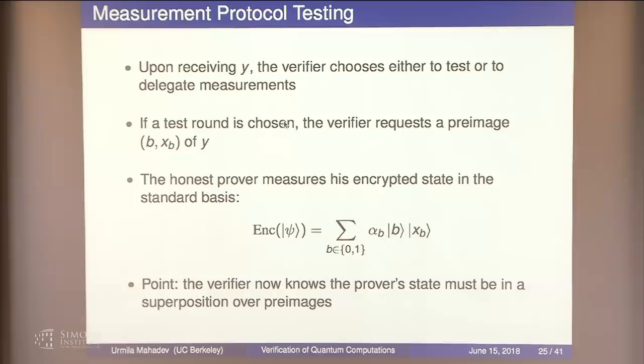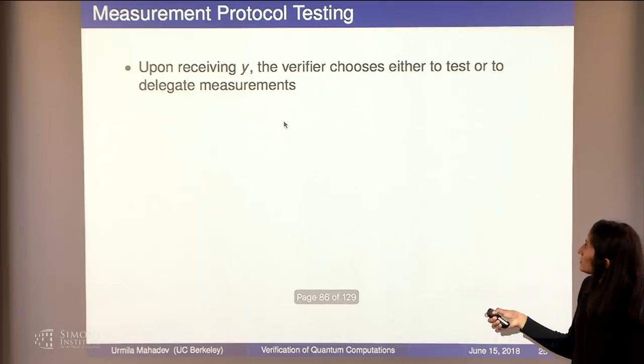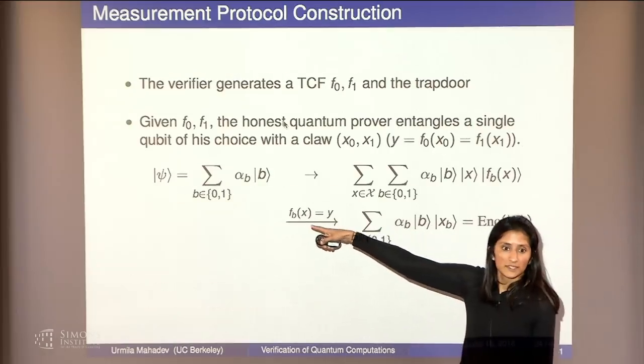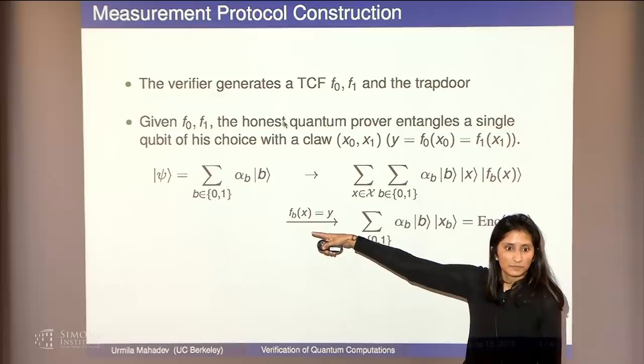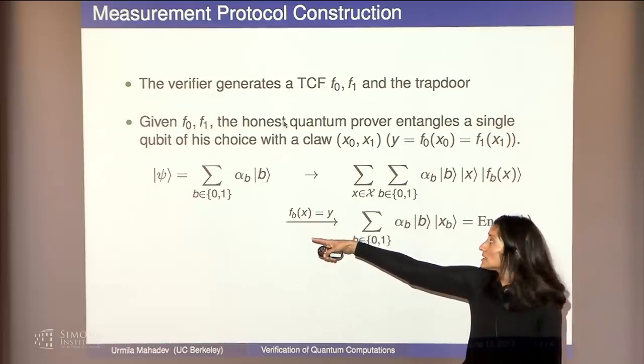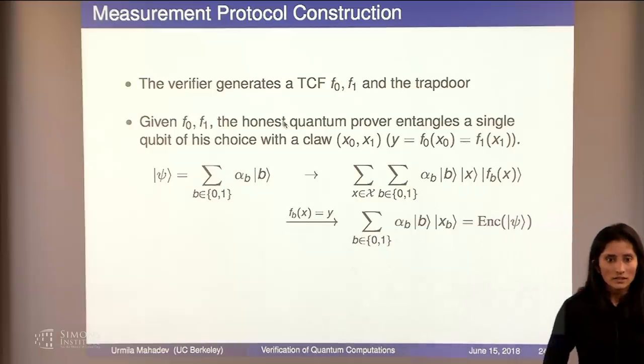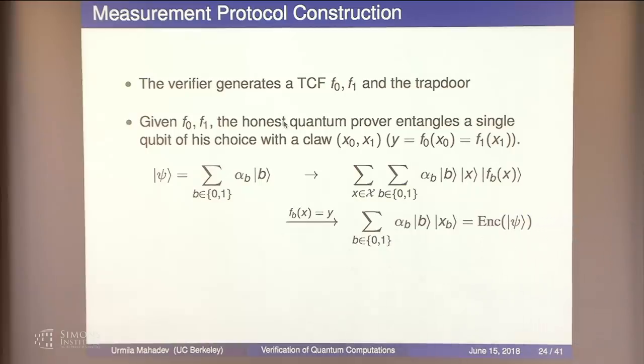Any questions? I missed something. So what are these alphas? Oh, he just created any single qubit state of his choice. But he should do it uniformly, half and half? No, it can be whatever. It's the prover's choice. So what do you tell him? You say construct whatever state you want.